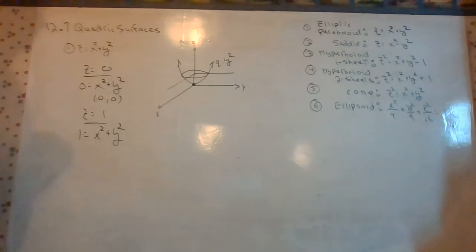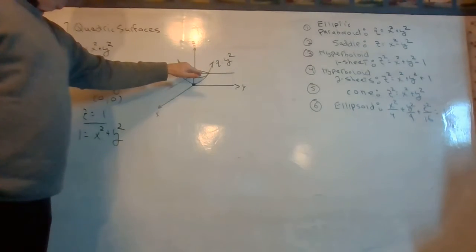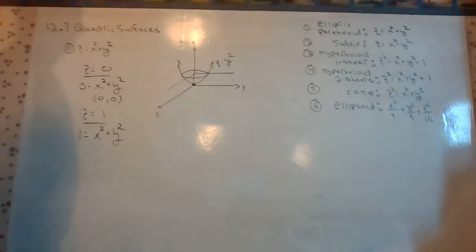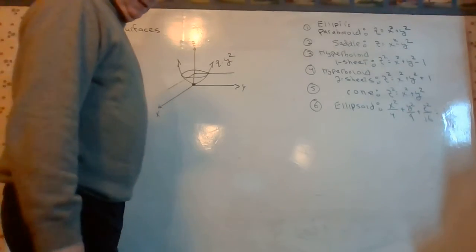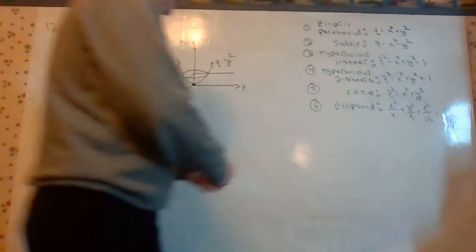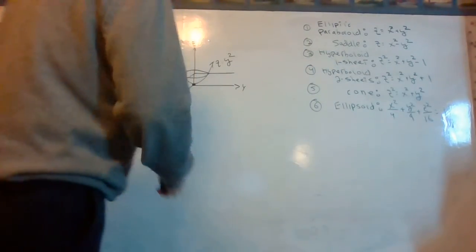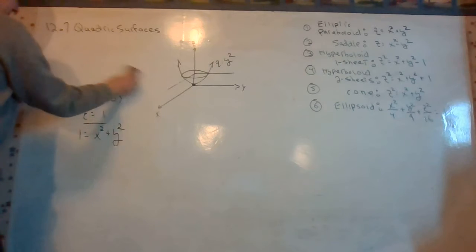And that's an elliptic paraboloid. It's called an elliptic paraboloid. If you vary these coefficients, it will make these ellipses instead of circles. So that's number 1. Number 2 is a saddle. Let's have a look at that.